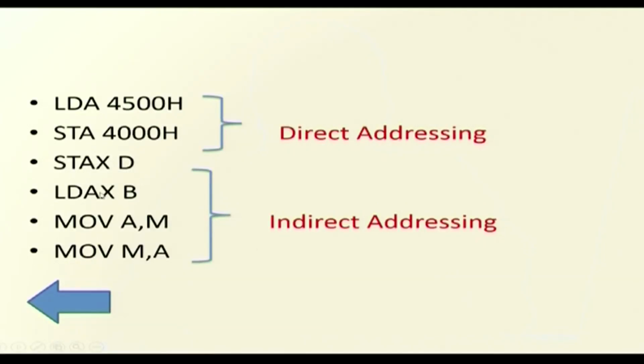The same thing here also, this is to store the instruction, LDAX is to read the data and store it into the specified address. So, these two are the indirect addressing mode. These two, MOV A, M and MOV M, A, are used to read the data from memory to the accumulator or send the data from the accumulator to memory. These 4 instructions are used.